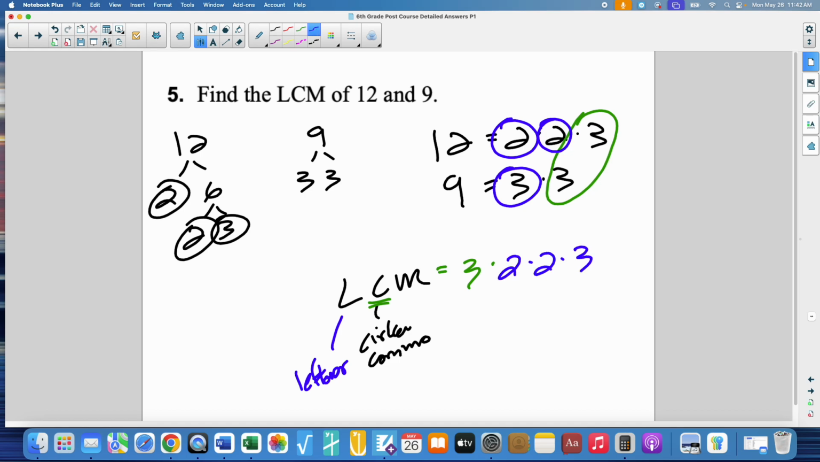And if we multiply all those together, that's going to be 9 times 4, or 36. 36 is going to be the least common multiple between those two numbers. Very, very efficient. Very, very easy, as long as you remember the mnemonic memory aids that we put in there. So the LCM of those two numbers, 12 and 9, is 36.